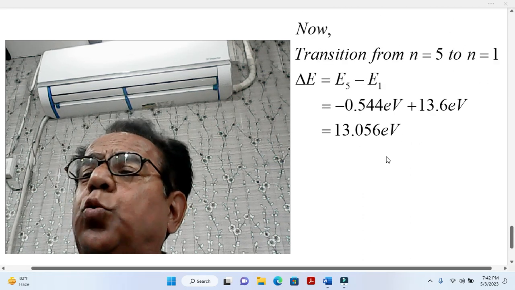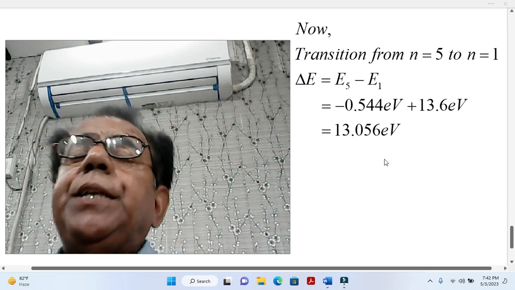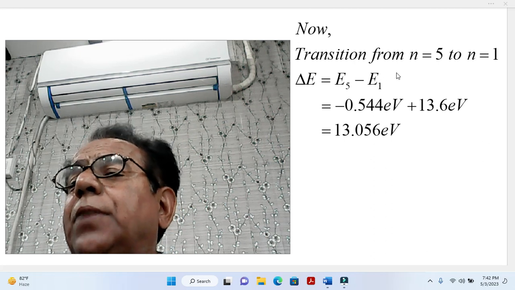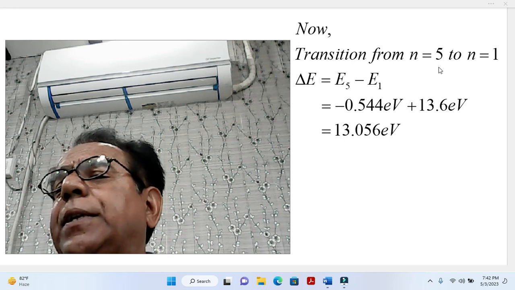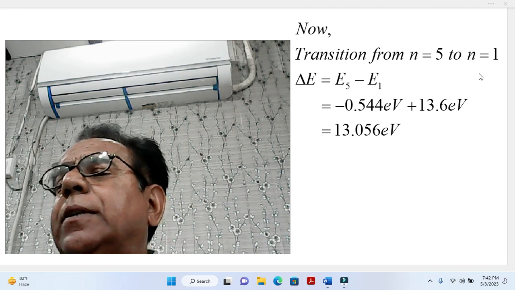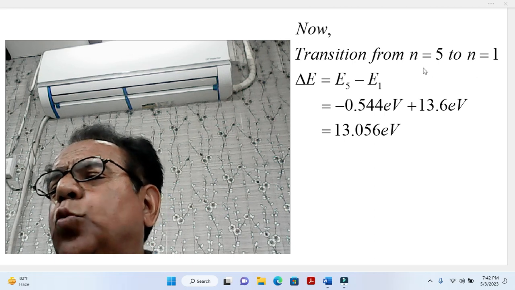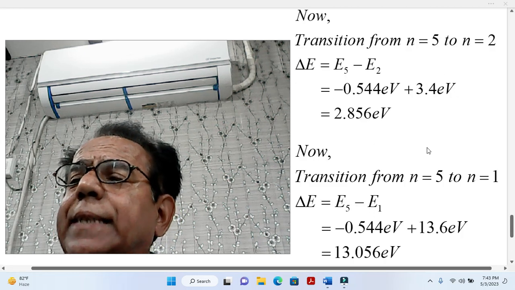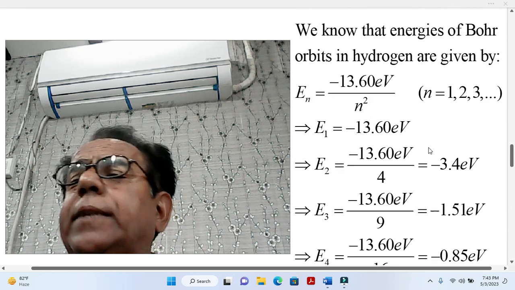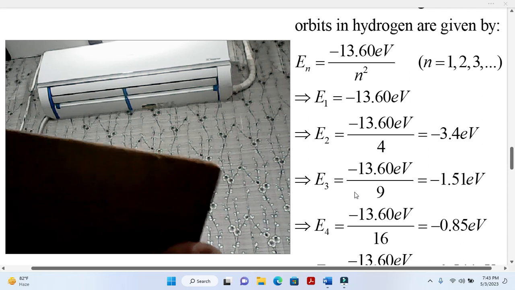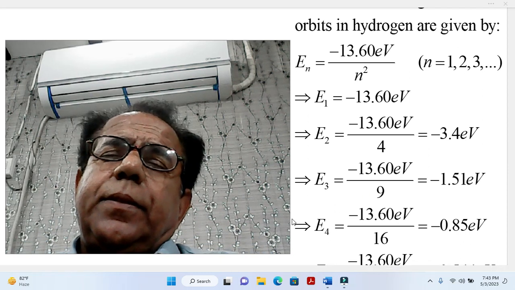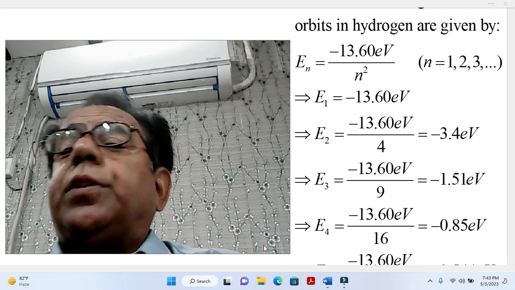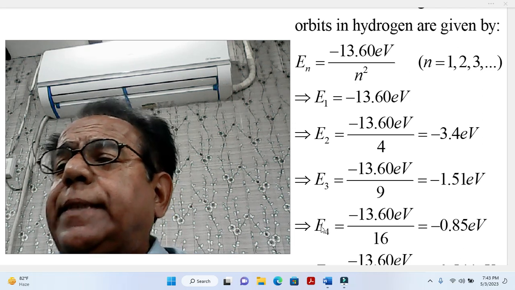this is the last transition. So we have calculated E1, E2, E3, E4, and we have also found these transitions from n equal to 5 to n equal to 4, then n equal to 5 to n equal to 3, from n equal to 5 to n equal to 2, and in the last from n equal to 5 to n equal to 1, and hence, dear students, we once again point out our resultant values which should be considered as our solution.